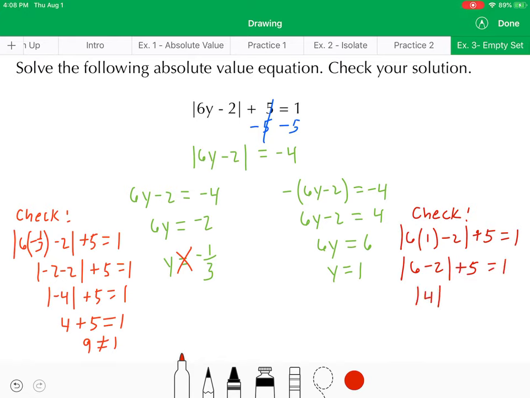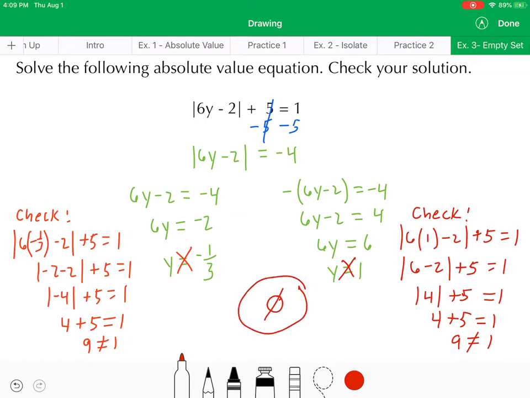End up with absolute value of 4 plus 5 equals 1. 4 plus 5 equals 1. And therefore 9 equals 1, right? No, it doesn't. So 1 does not work either. Neither solution satisfied the original equation. Therefore, my final answer is the empty set, or I'll say no solution.